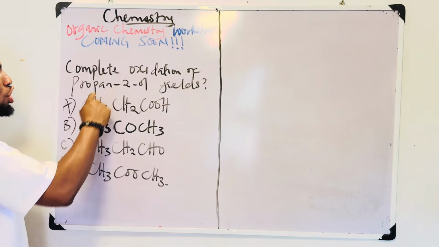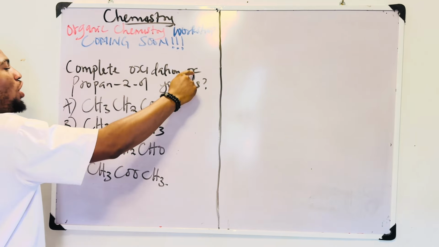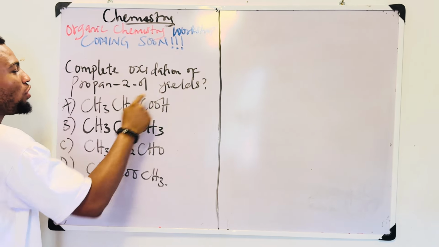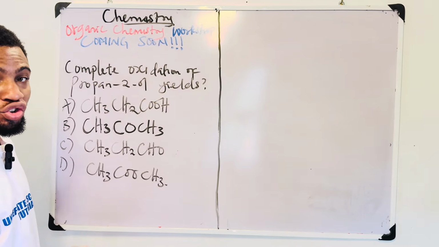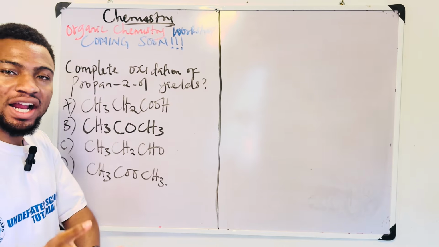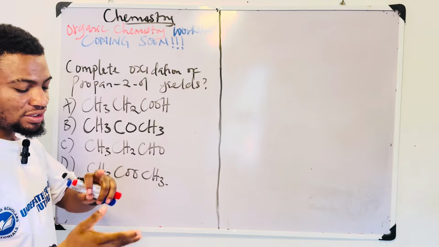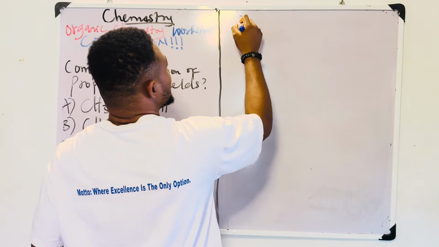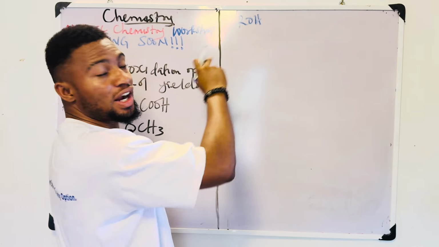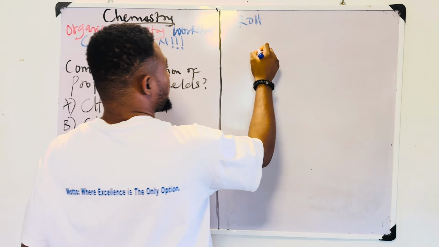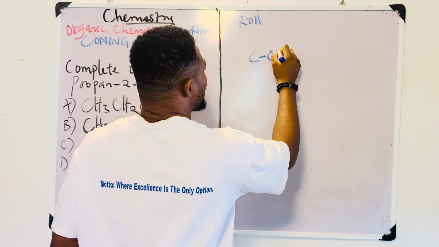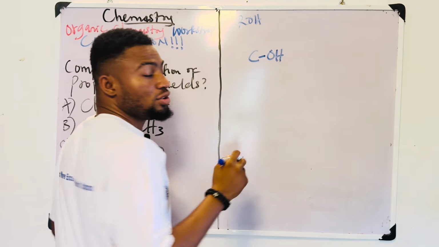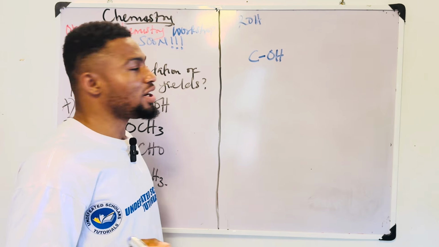This question says complete oxidation of propan-2-ol yields... Now, the source you should know: we have primary alkanol, secondary alkanol, and tertiary alkanol. How do we know them? Now, this is the general representation of alkanols. How do we identify primary alkanol, secondary alkanol, and tertiary alkanol?